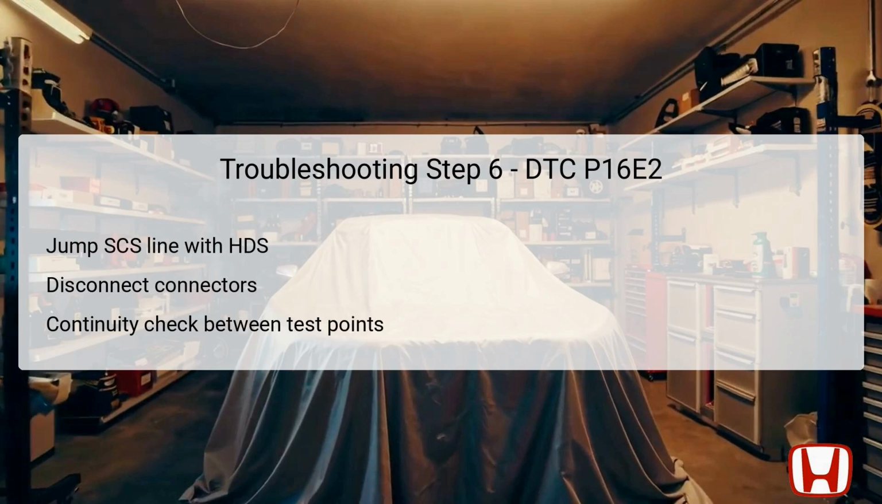Here in the sixth troubleshooting step, begin by jumping the SCS line again using the HDS like in previous steps, and allow for more than 1 minute for the system to stabilize before proceeding. Disconnect the alternator 1P connector and the PCM connector A. The focus will now be to check continuity between the designated test points in a completely powered down state.